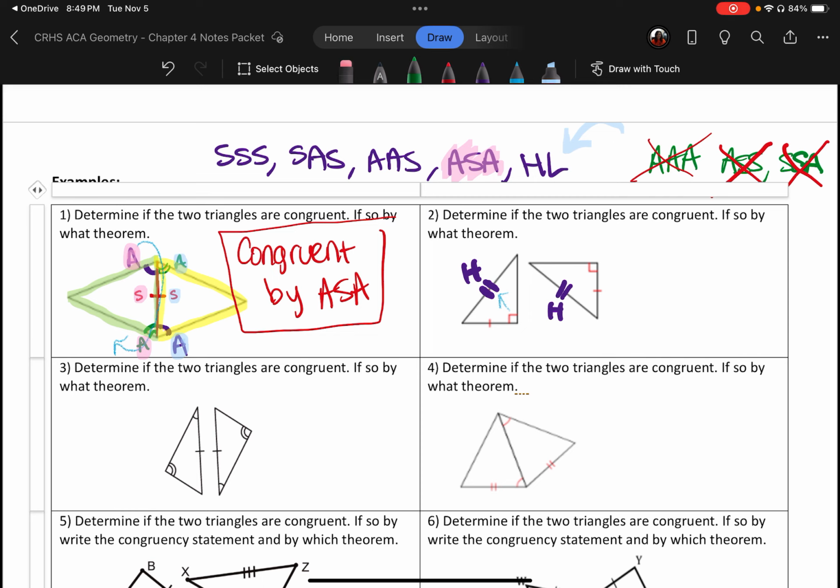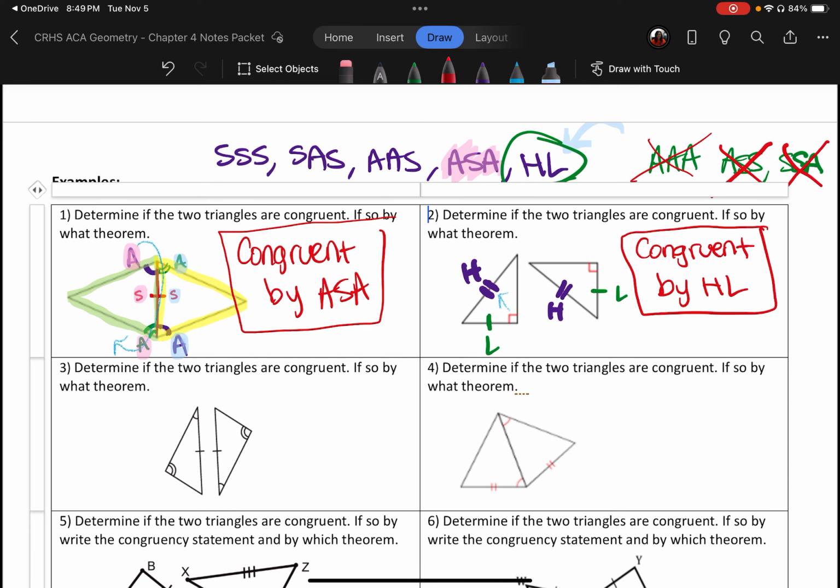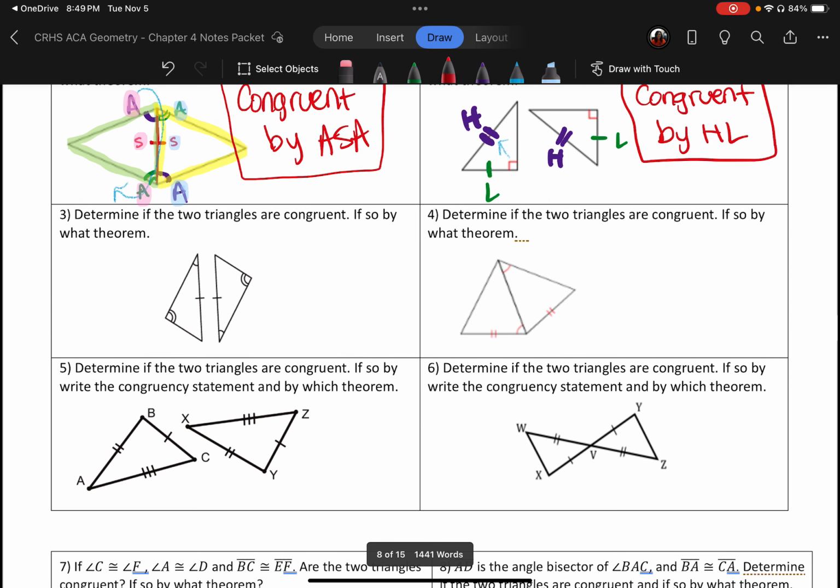So what I'm checking for now is, did they mark a leg congruent? Well, yeah, this single tick mark is a leg, so it's congruent to this one. So as I see here, when I read this, it spells out HL. So my answer here is that these two triangles are congruent. By what theorem? They're congruent by hypotenuse leg, by HL. All right, let's look at a few more here and we'll go through these a little bit faster.